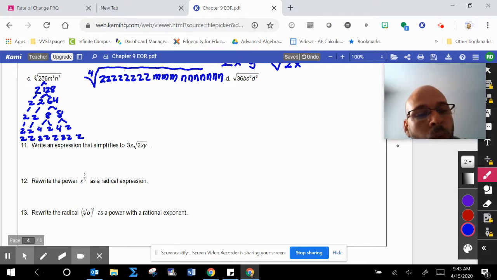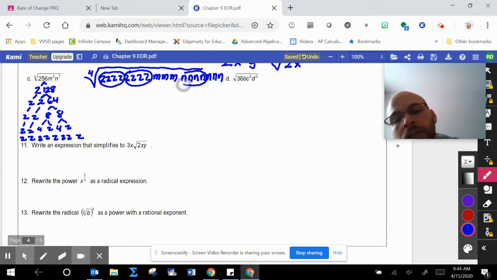Now we're circling groups of 4. So I have 1, 2 groups of 4 2's. I do not have enough m's. I only have 3 m's. I need a group of 4, so those have to stay inside. But if I look at the n's, I can circle one group of 4 n's.